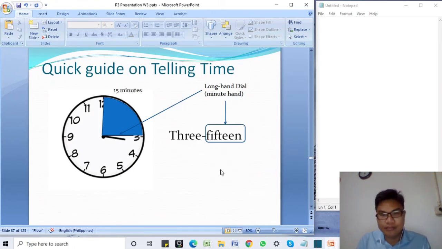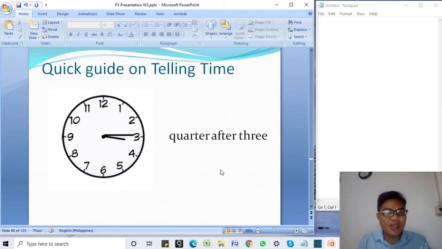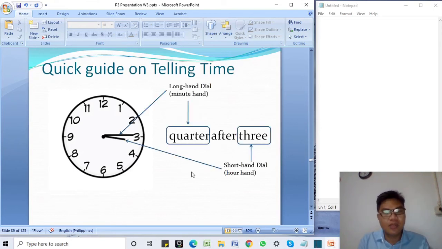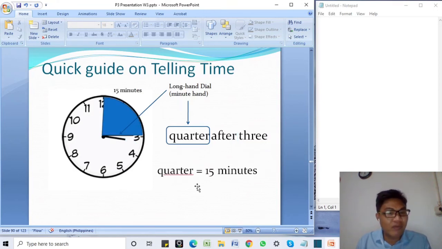Okay? What about this one? So this is basically the same, but just a different term that we use for telling time. So aside from saying 3:15, we can also say quarter after 3. Quarter after 3. So the quarter here is the minute hand. And the 3 here is the shorthand. 15 minutes is equivalent to a quarter. Okay?